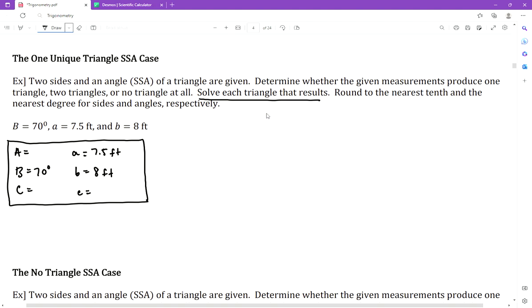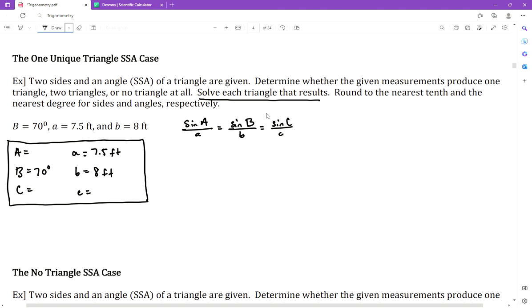When we have this triangle, we cannot assume that we have a right triangle. Remember, with right triangles you would just use SOHCAHTOA. It's a lot quicker and easier. However, if we don't have a right triangle, then we should try the law of sines. So we'll set up our law of sines: sine of A over little a equals sine of B over little b equals sine of C over little c.